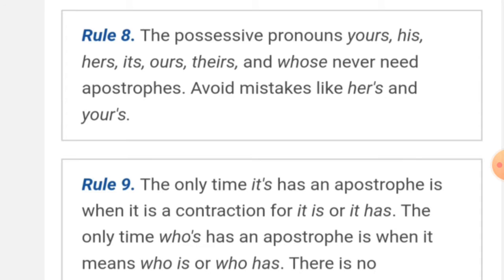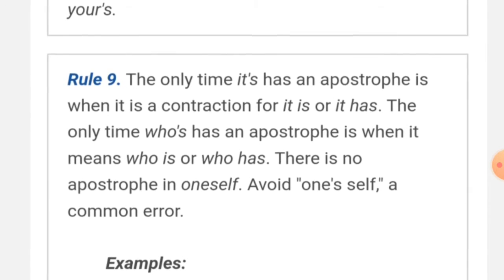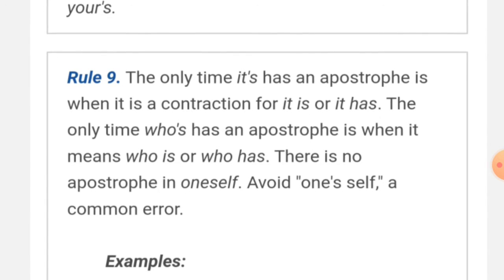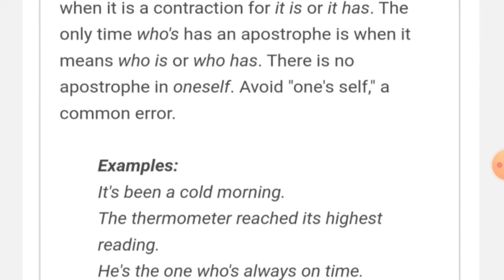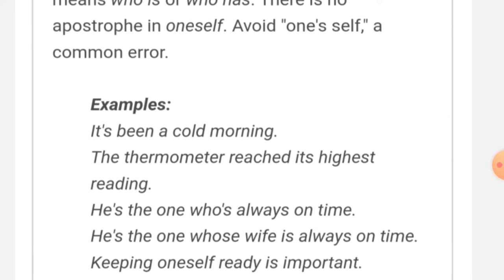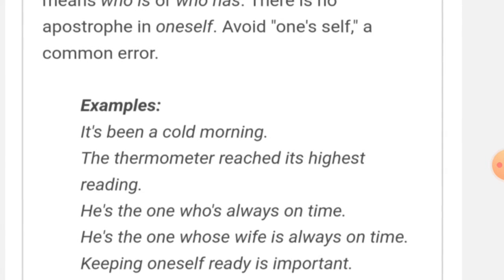Rule 9: the only time it's has an apostrophe is when it is a contraction for it is or it has. The only time who's has an apostrophe is when it means who is or who has. There is no apostrophe in oneself. Avoid one's self, a common error. Here are examples that will definitely give you a guideline about what has been explained in this rule.